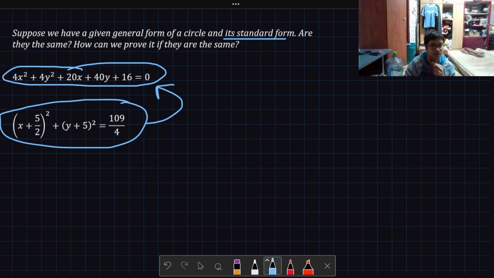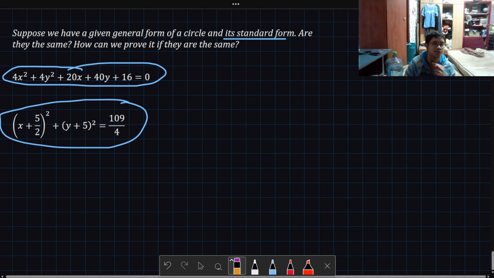So there are two ways to prove if they're the same. Otherwise, they're not the same at all. But in proving that they're the same, there are two ways: one of them shall be converted into standard form, or one of them shall be converted into general form. Let's start first with converting it into standard form.